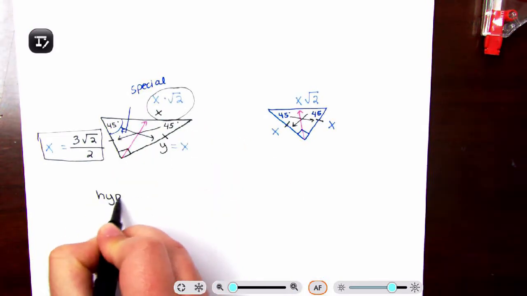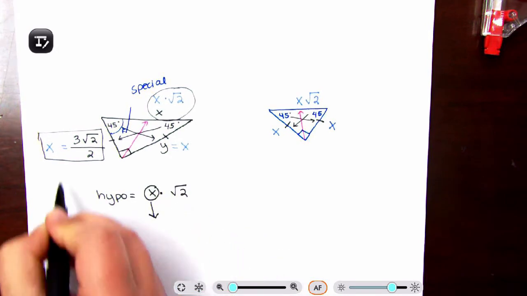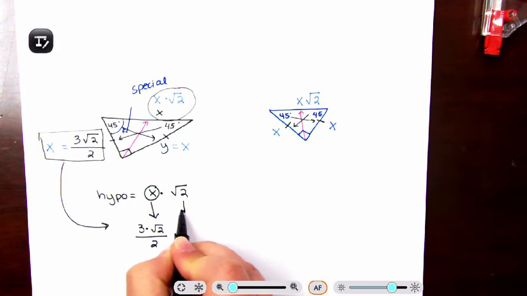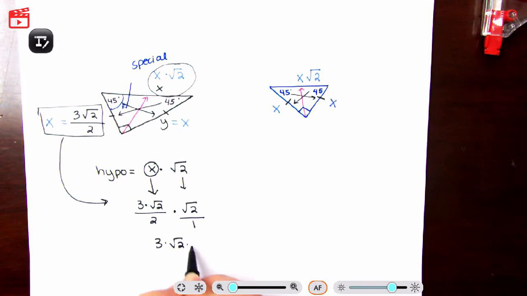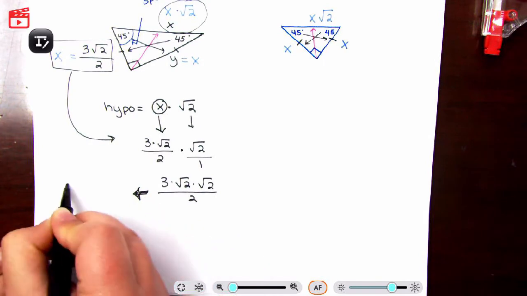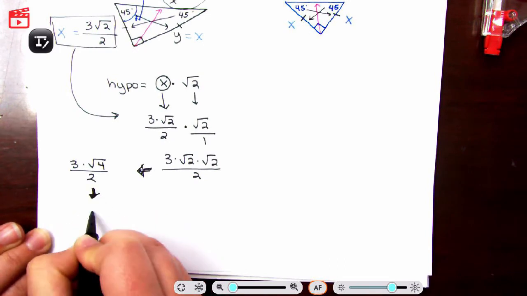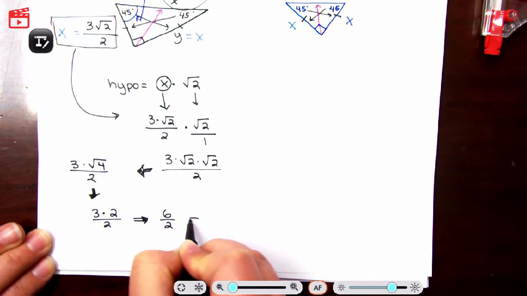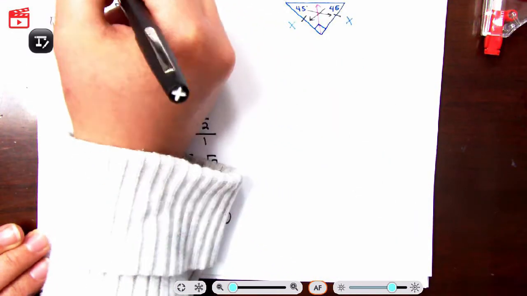The hypotenuse is equal to x times the square root of 2. We already know what x is. X is equal to 3 times the square root of 2 divided by 2. So now we're just going to bring down that square root and multiply. So we have 3 times the square root of 2 times the square root of 2 divided by 2, which means we have 3 times the square root of 4 divided by 2, which means we have 3 times 2 divided by 2, which means we have 6 divided by 2, which means we have 3. So the hypotenuse, this side right here, is equal to 3.